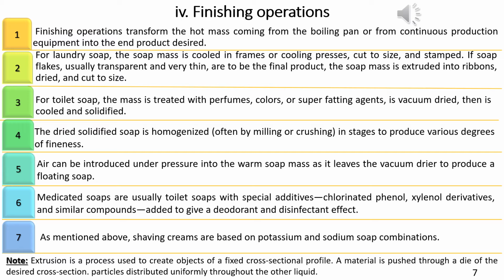So that's how the finishing operation works. There are different processes which take place under finishing operation. First, we convert our soap into the end product. Our soap is converted into different sizes, or we add different types of superfatting agents or additives in the soap. Homogenization takes place, extrusion takes place in this process. So that's how finishing operation works.